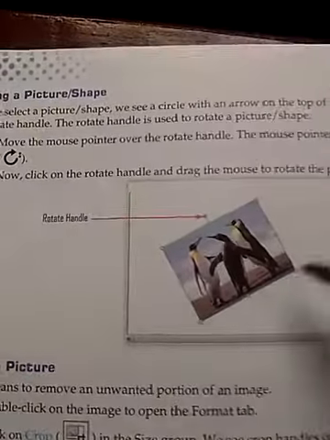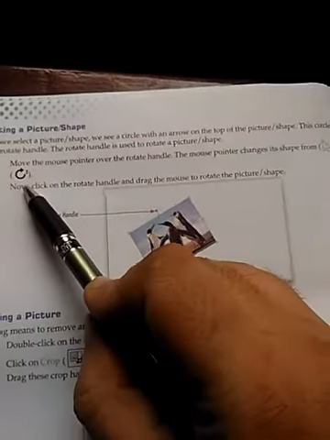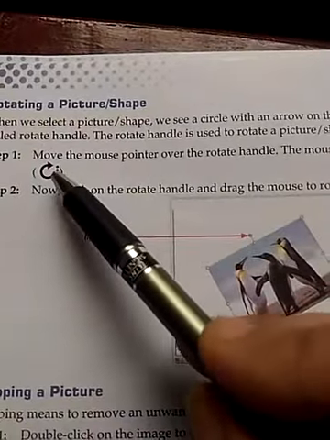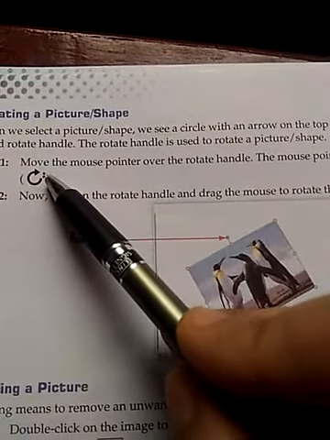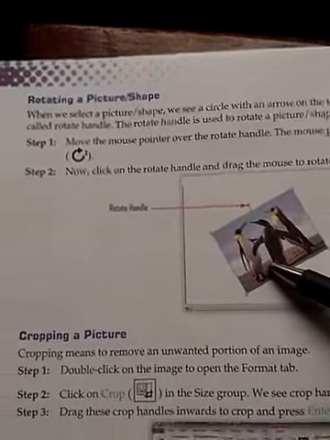Like here, at the top you will find this button. Just click it and hold your mouse and drag your mouse to rotate your image or any picture.